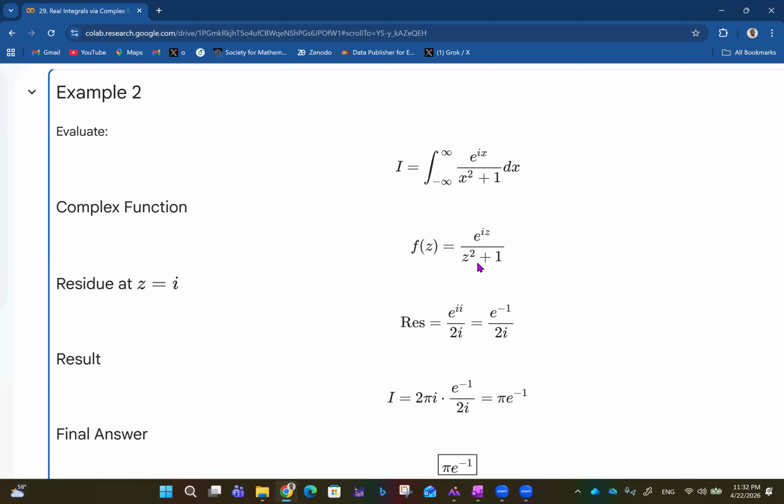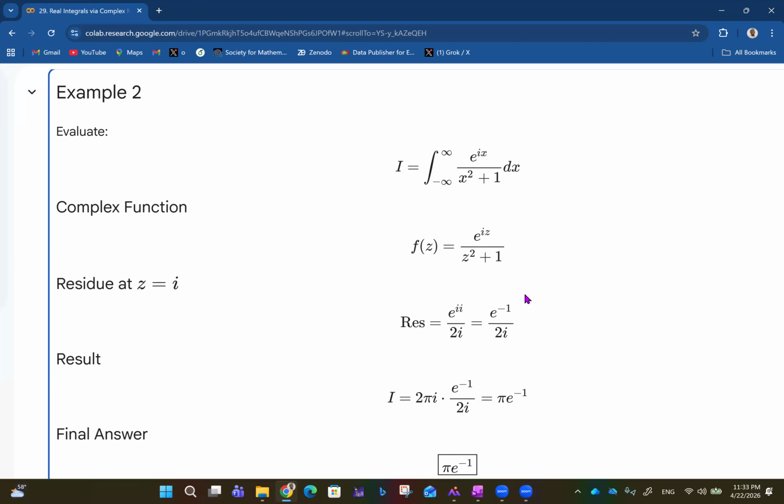z minus i gives us pole z equals i, and z plus i gives us pole z equals minus i. So the residue at z equals i then becomes this. So you have the residue, the limit as z approaches i. A lot of that has been summed up here, but when I take the example later, you are going to get it better. So here now, we evaluate the residue at z equals i. That means the limit as z approaches i of e raised to the power iz over z squared plus 1.